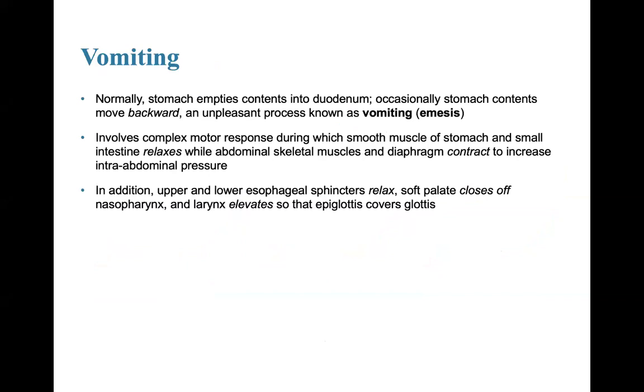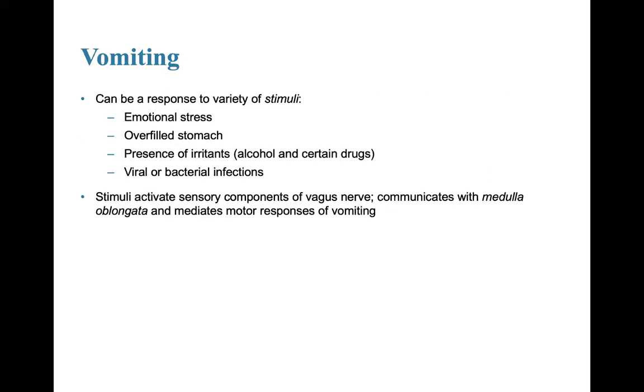Now, vomiting. Normally the stomach empties its contents into the duodenum. Occasionally, the stomach contents move backward in an unpleasant process referred to as vomiting or emesis. This involves a complex motor response during which the smooth muscle of the stomach and the small intestine relaxes while the abdominal skeletal muscles and the diaphragm contract to increase intra-abdominal pressure. In addition, the upper and lower esophageal sphincters relax, the soft palate closes off the nasopharynx, and the larynx elevates so that the epiglottis covers the glottis. So you don't want to aspirate vomit into your respiratory tract.